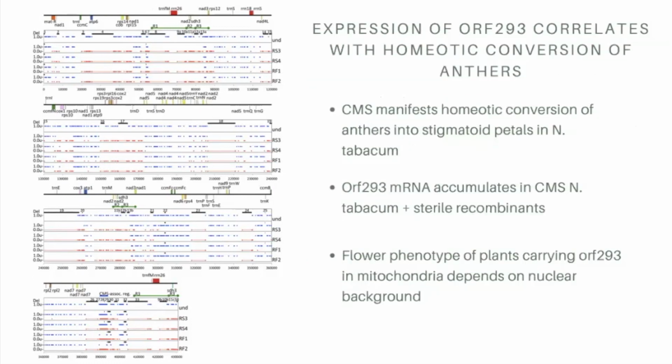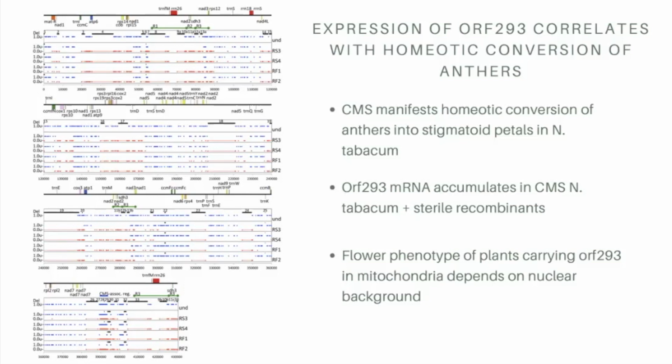Next, I will be discussing expression of ORF293 and how it correlates with homeotic conversion of anthers. Recombination of mitochondrial genomes at alternative sites facilitated the identification of the region likely responsible for CMS, which manifests homeotic conversion of anthers into stigmatoid petals in N. tabacum, which was found in figure 1D.